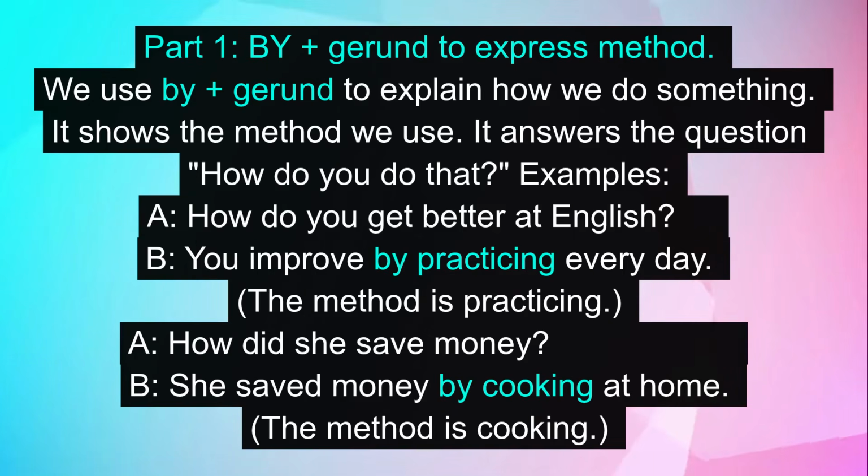Part 1. By plus gerund to express method. We use by plus gerund to explain how we do something. It shows the method we use. It answers the question, how do you do that?